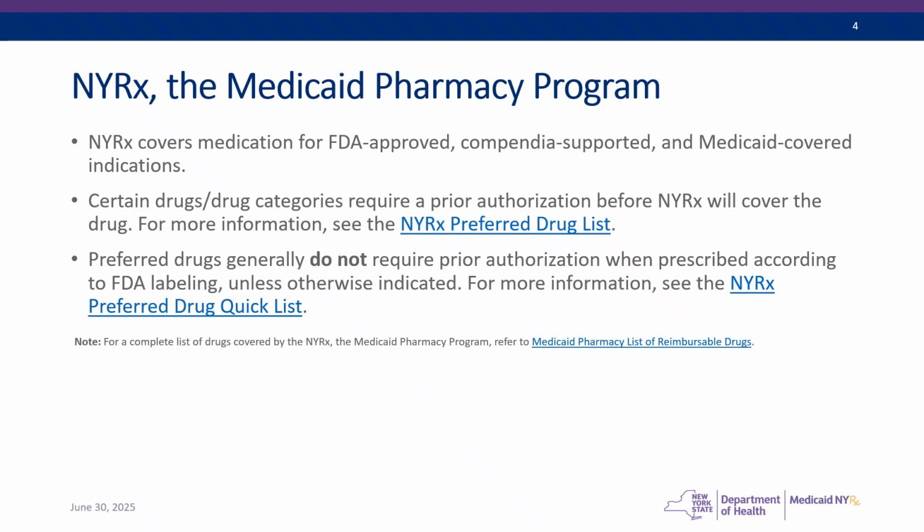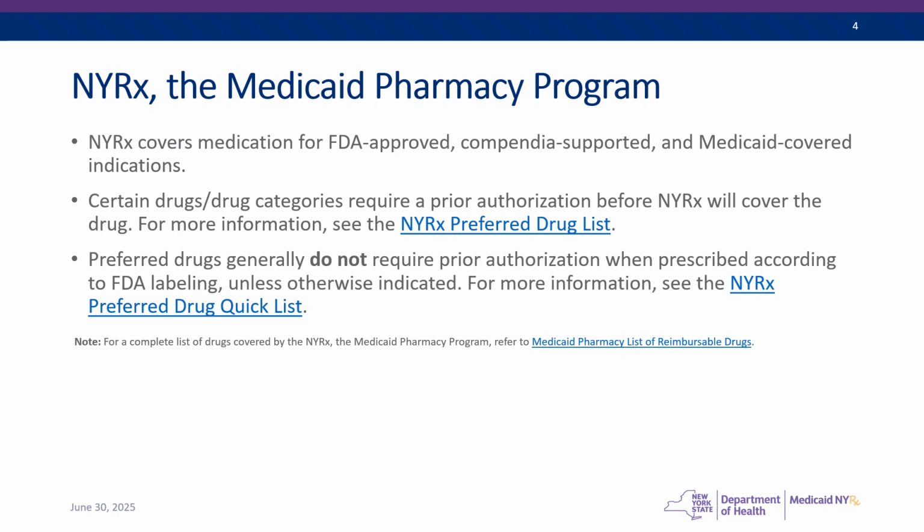Some drugs require a PA before it will be covered, described in detail in the NYRx Preferred Drug List. Preferred drugs generally do not require a prior authorization when prescribed according to FDA labeling unless otherwise indicated. The NYRx Preferred Drug Quick List provides more information. For a complete list of covered drugs, refer to the Medicaid Pharmacy List of reimbursable drugs.